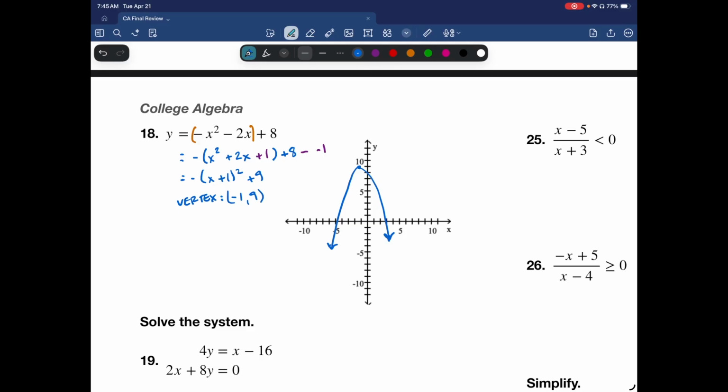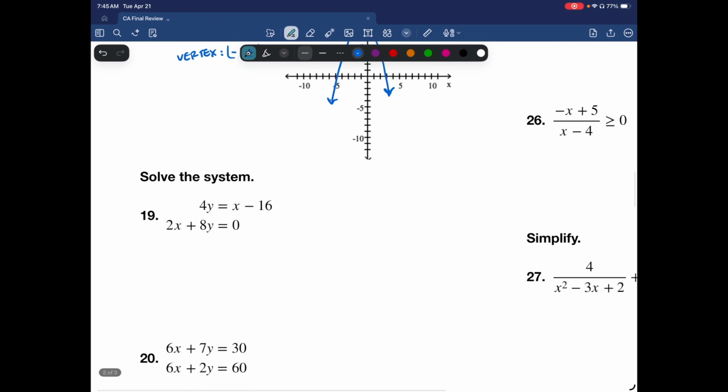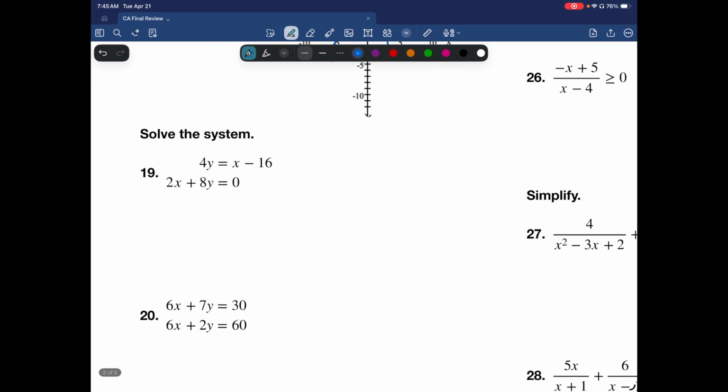All right, on 19, switching up, we're going to do systems of equations. You can do elimination, or you can do substitution. It doesn't matter which one you use. I say it usually depends on the problem. So on 19, it really sets itself up well for substitution. I just need to get y by itself or x by itself. And so I'm going to say x equals 4y plus 16. And what that allows me to do is then I can take x and plug it into the other one.